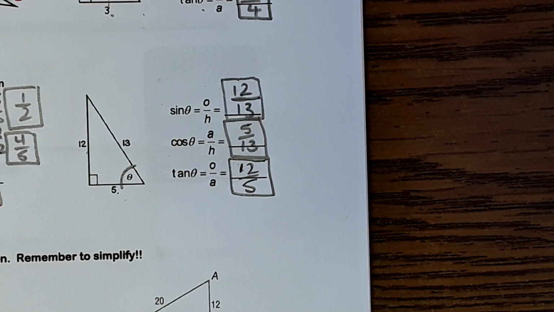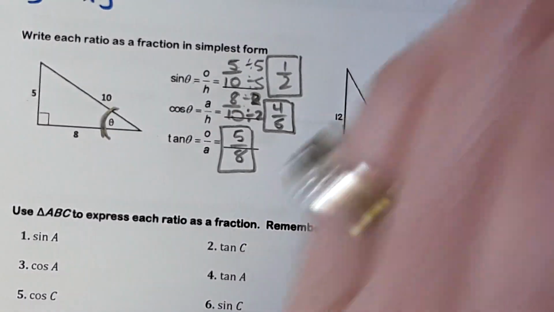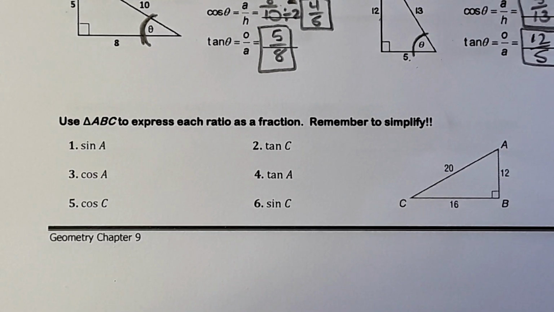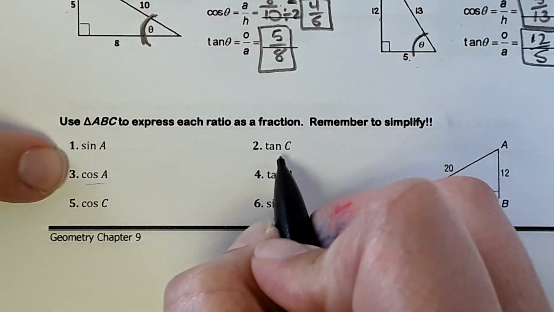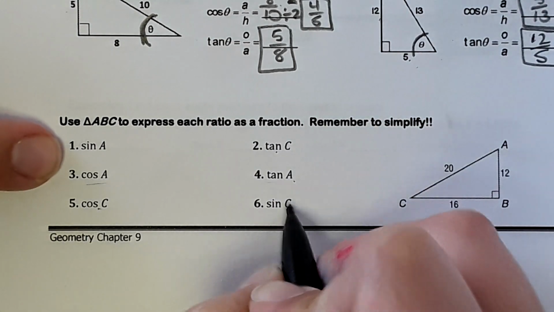Okay. Next. For these next 6 problems, this is exactly how the worksheet's going to look. It says use a triangle ABC to express each ratio as a fraction. Remember to simplify. So we have sine of A, cosine of A, tangent of A, and then tan of C, cosine of C, and sine of C.